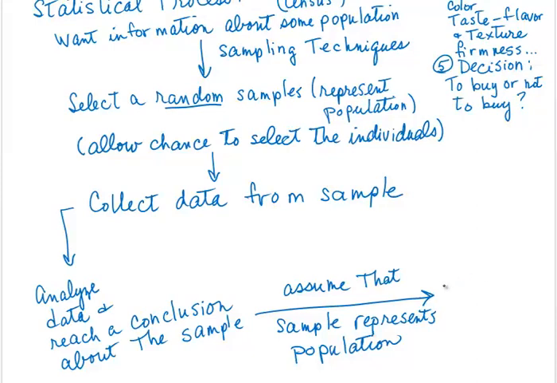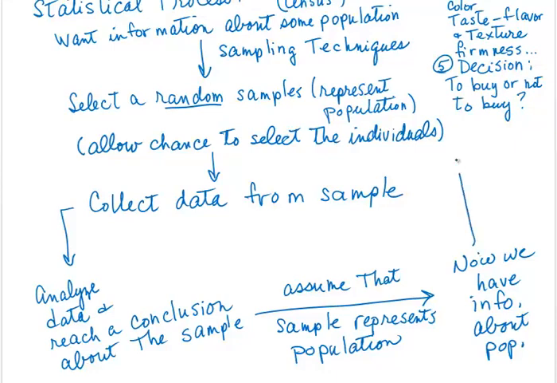And now we have what we wanted from the very start. We assume that we have the information about the population that started this whole process. So we're coming right back up to here, and we complete the process. So what we see in this inferential model, we call this inferential statistics. We collect data from a sample, analyze the data, reach a conclusion, assume that the sample represents the population, and that the conclusion is indeed the information that we wanted about the population.